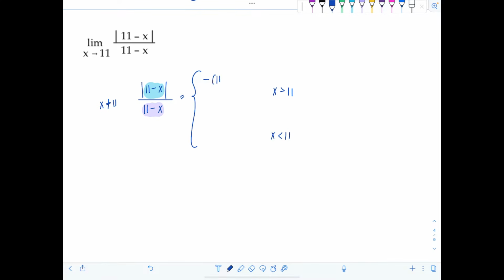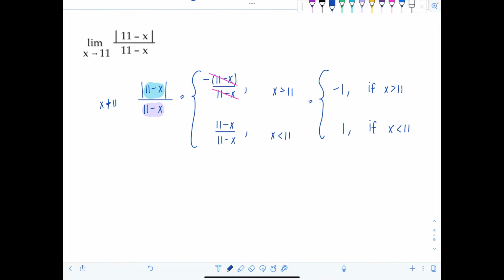So without it, I have to write negative 11 minus x over 11 minus x. And then if x is less than 11, then 11 minus x right here is already positive. So taking the absolute value doesn't do anything. So we're just left with 11 minus x over 11 minus x. And we can simplify this, can't we? Why, yes. Bam, bam. That's just negative 1 if x is greater than 11. And then similarly, we just have positive 1 if x is less than 11.